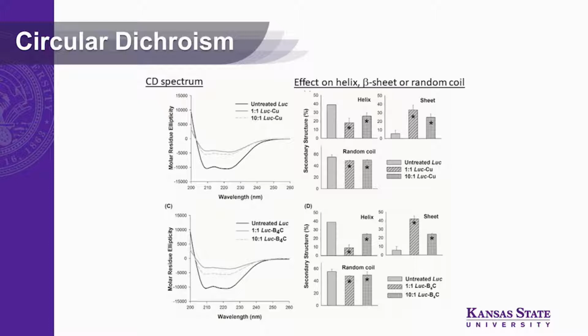And here again, it was very clear that the presence of either the copper (Cu) nanoparticle or the boron carbide nanoparticle had a pretty dramatic effect on the alpha helix or the beta pleated sheet in both cases. Again, indicating that the nano-bio interaction between these two types of nanoparticles in particular definitely has a structural as well as a functional impact on the protein, in this case again luciferase.